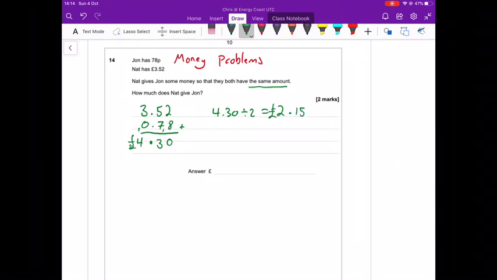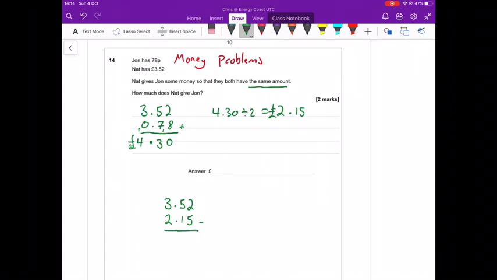Half of 30p is 15p. So they need to have £2.15 each. Okay, so this Nat person had £3.52. I'm running out of space, so I'm going to go down here. £3.52. So how much has she lost if she's now got £2.15?